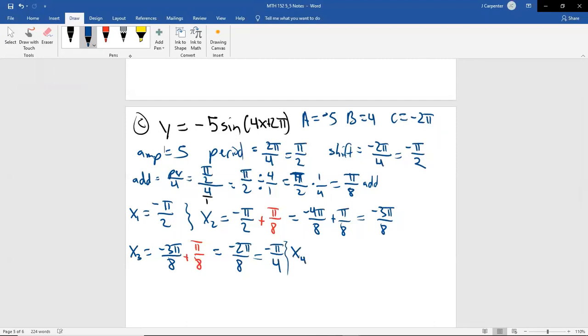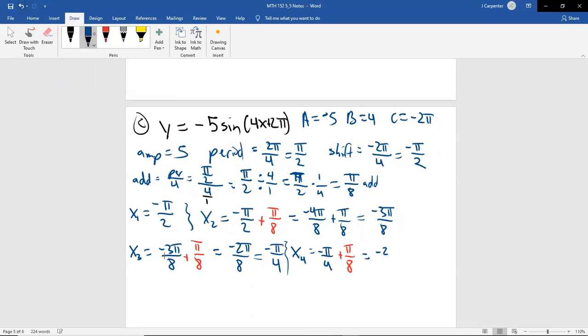The fourth x value, we take the previous one of negative pi over 4, and we add the adding value of pi over 8. Now, if you haven't figured this out by now, if you reduce a fraction and then end up having to add it to get an LCD, you just end up using the non-reduced version. The negative pi over 4 is negative 2 pi over 8. So you can actually borrow a lot of information sometimes.